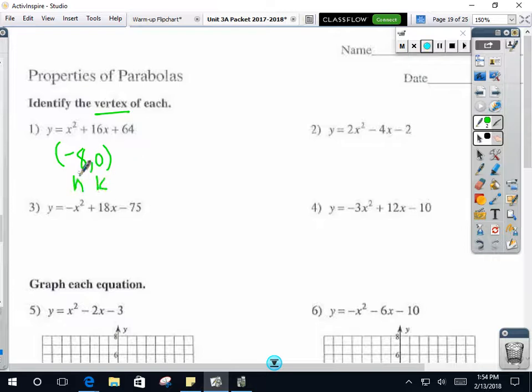So the vertex form would be y equals, what goes in the a place? 1, because that's the a value. And then x minus a -8 would be x plus 8 squared, and then plus 0, which you don't have to write. Okay, so now let's try number 2. We're going to identify the vertex and then write it in vertex form. So first graph it.